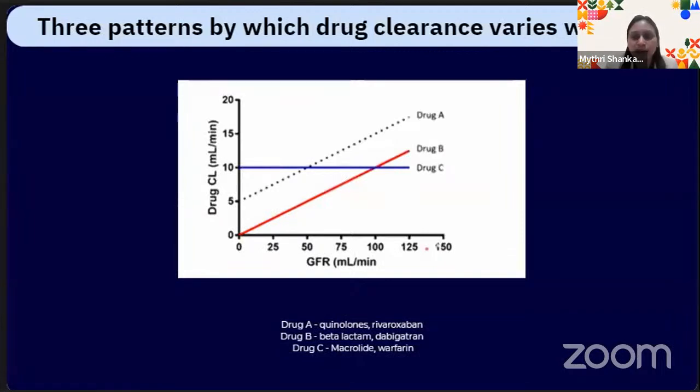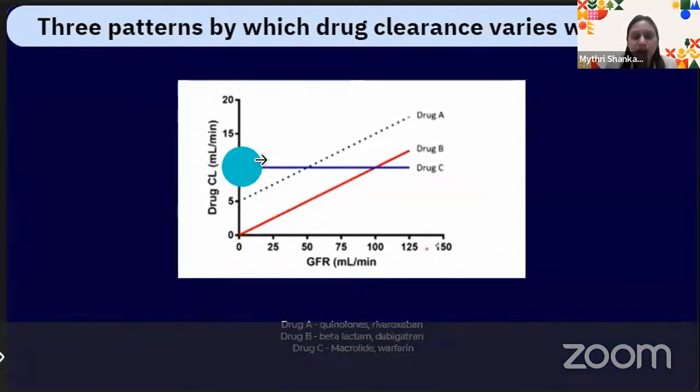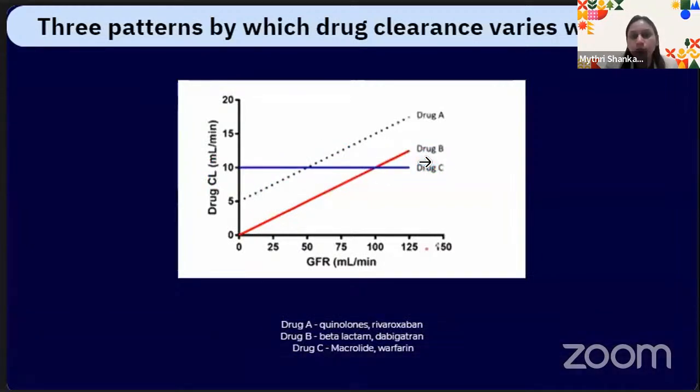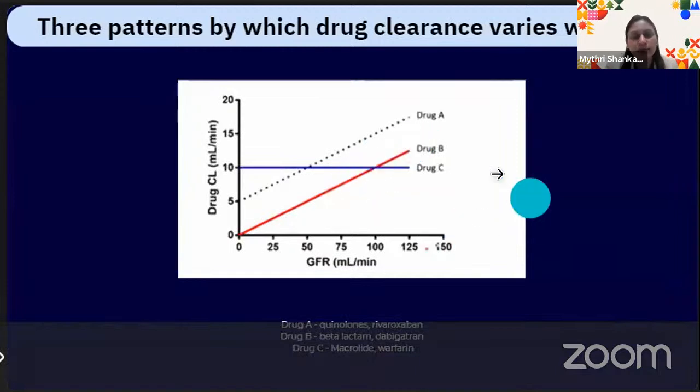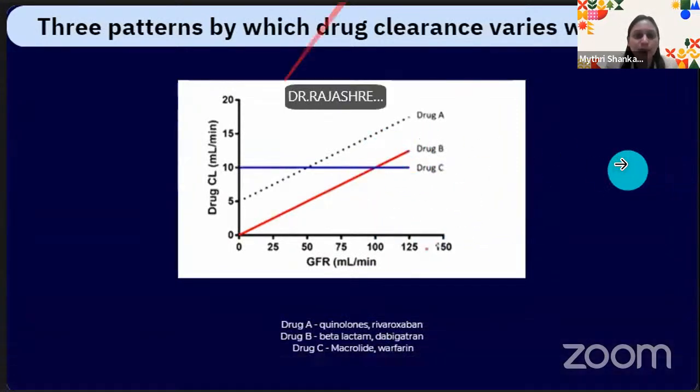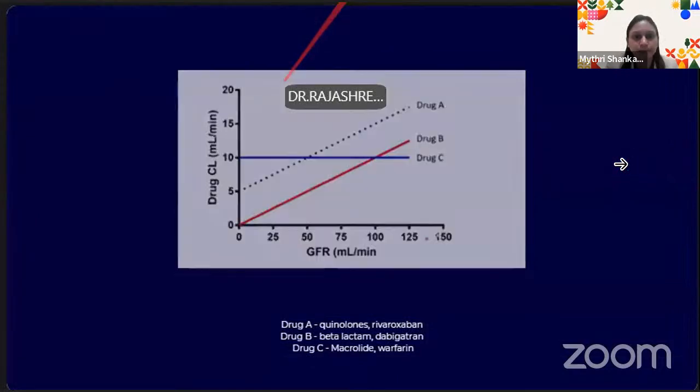If you look at drug C, no matter what the GFR is, the clearance does not get affected at all. So this drug is entirely cleared by extra renal routes, mainly the liver. The example for drug C would be macrolides and warfarin. Drug A has a mixture of both renal clearance as well as non-renal clearance. An example for drug A would be quinolone and rivaroxaban.